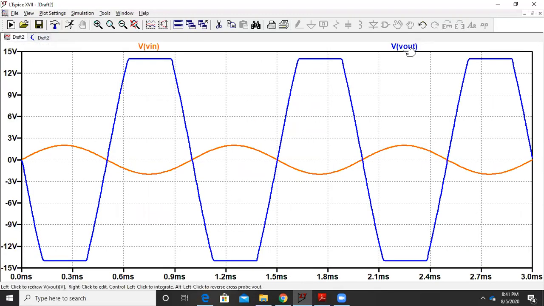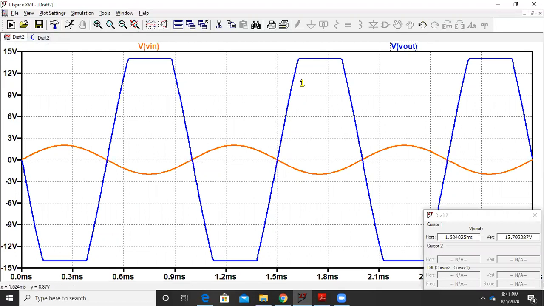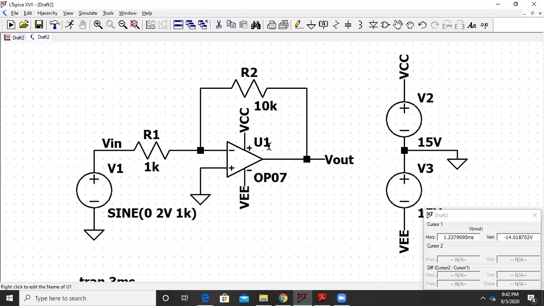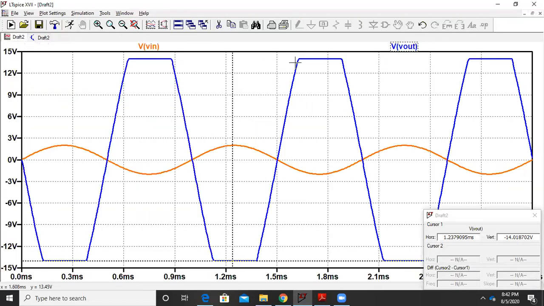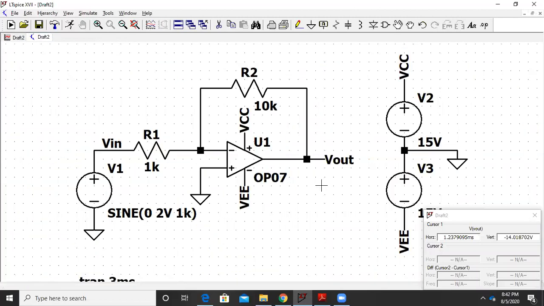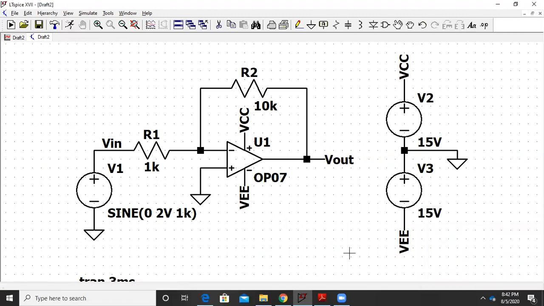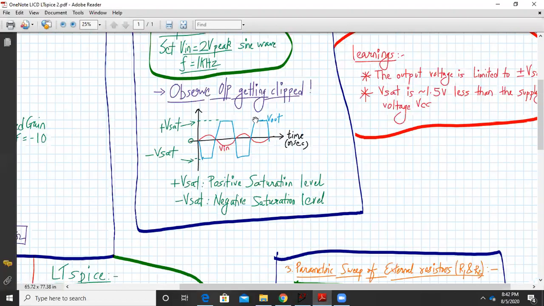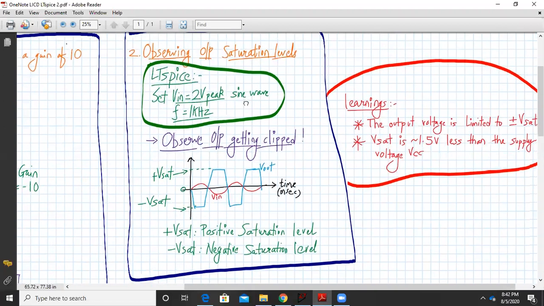Okay, so let us check the peak value over here. Let me bring my cursor. So it's around 14.01, and the negative peak is around -14.01. So the maximum output which this op amp can give is this. This is the positive saturation level, and this is my negative saturation level. So the op amp enters into the saturation region in this case. So that's what phase two is about. We observe the waveform getting clipped at the saturation level.